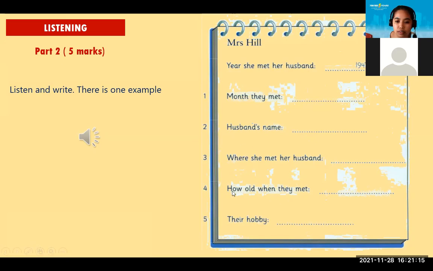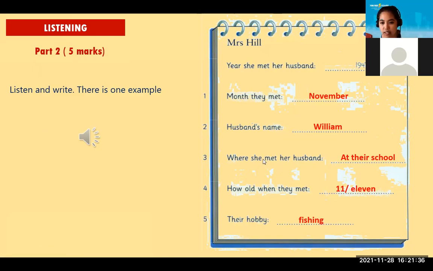Eleven years. How old when they met? 11. Okay. So what is their hobby? Fishing. Very good. So you got 4/5. So let's check. November, William, and they met at their school. Okay, that is number three. So let's proceed to the other part.